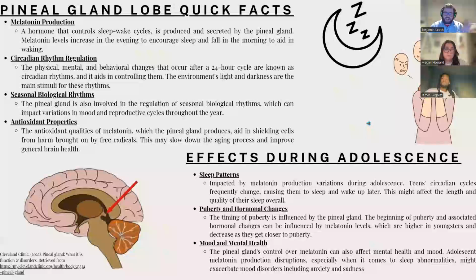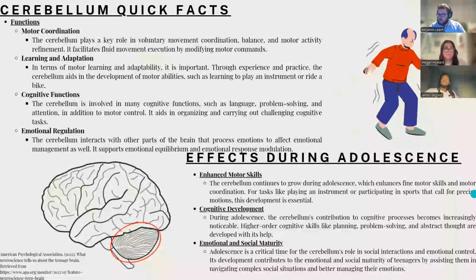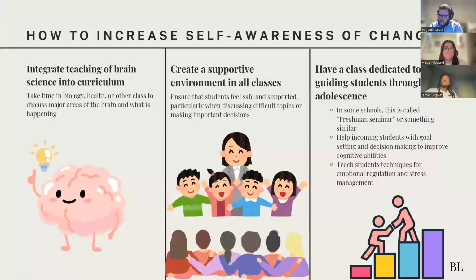But once they know what's happening, the question is, what do we do to present that to our students? How do we help them through these changes? And what we discussed as a group is that one of the major ways that we can help students understand these changes is to make sure that they're aware of them. A lot of students don't know what's happening in their brain.